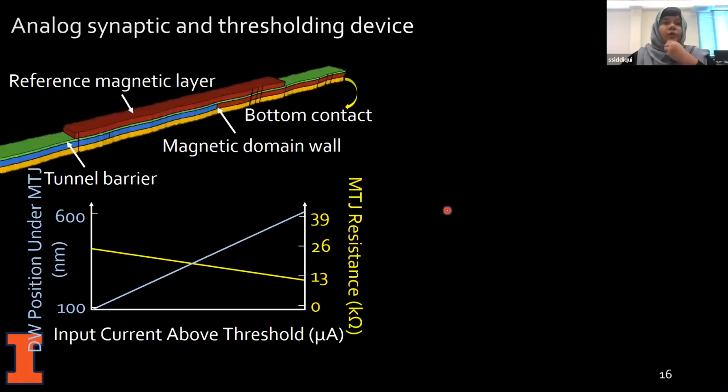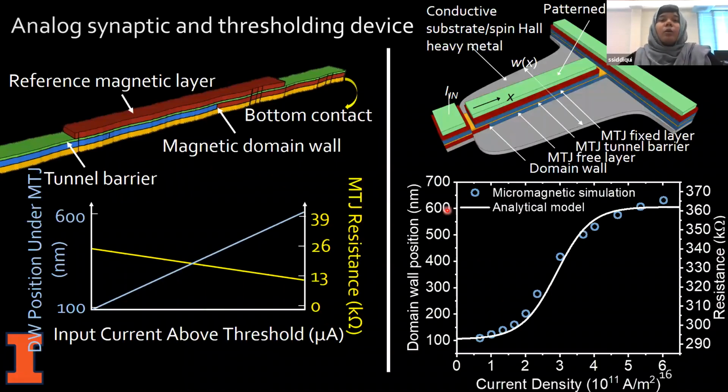I have shown so far that using this kind of domain wall magnetic tunnel junction device, we can create this kind of linear behavior for the synaptic devices and also the nonlinear behavior of the thresholding function generator.